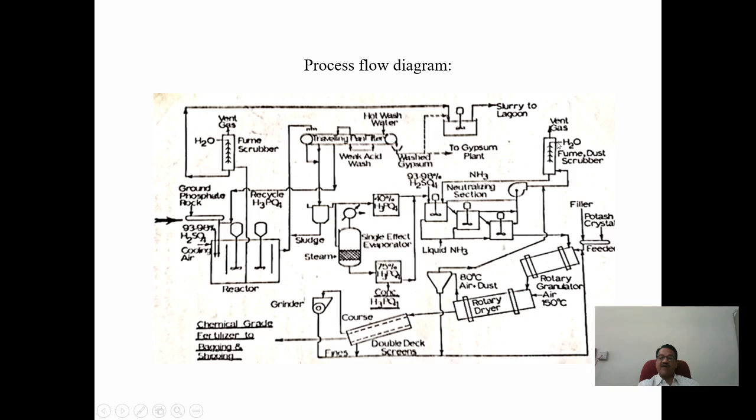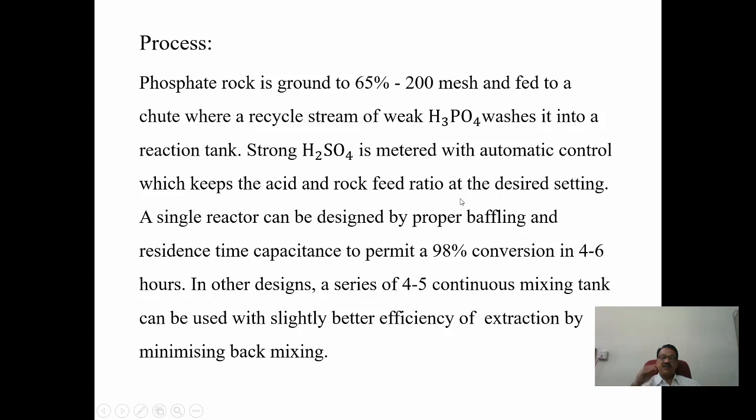This is actually required to produce the mixed fertilizer from phosphoric acid, right? The process goes like this. The phosphate rock is ground to 65% to pass a 200 mesh screen and fed to the tube where the recycled stream of weak phosphoric acid washes into a reaction tank.